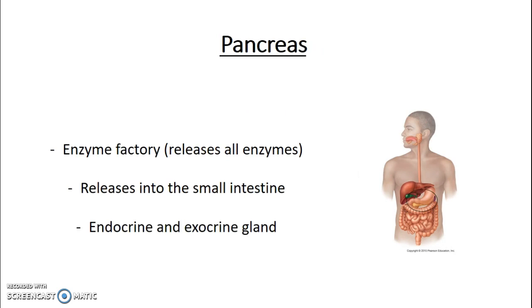Another important thing is the pancreas. This is another part that doesn't affect the process directly, but does produce and add chemicals to help digestion and breakdown. The pancreas is known as the enzyme factory. The pancreas then releases these enzymes into the small intestine. The pancreas also includes the endocrine and exocrine gland. This is really important in the digestive system.